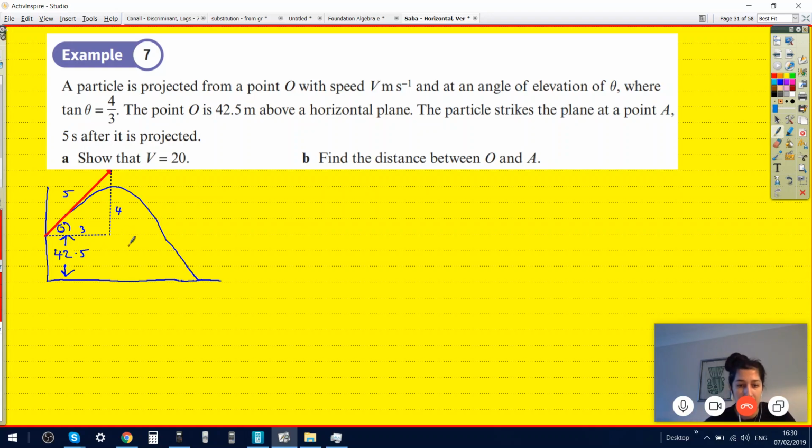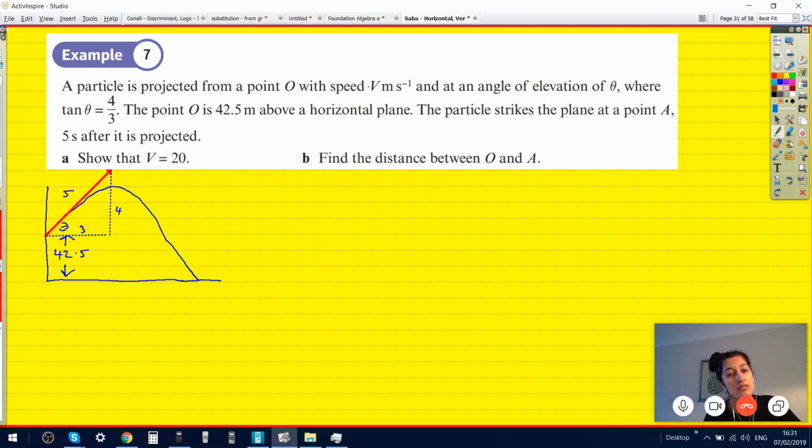And the particle strikes the plane at point A 5 seconds after it's projected. Okay, so s equals 42.5? Do we know s? We're told the start is 42.5 above. If we're trying to figure out v, we don't know s, because we're resolving diagonally. My diagram might not be the best. It's difficult to do.